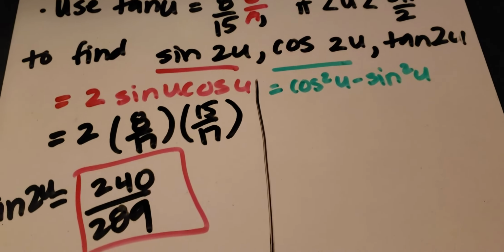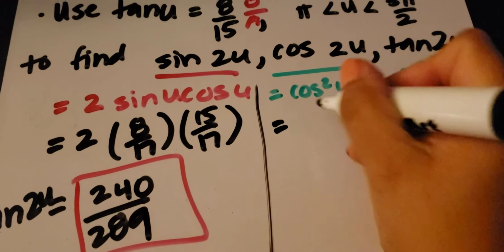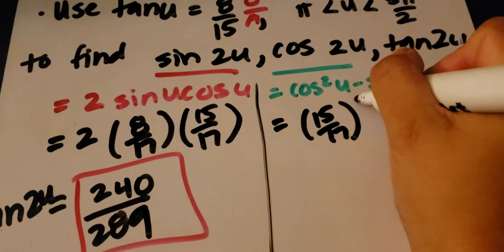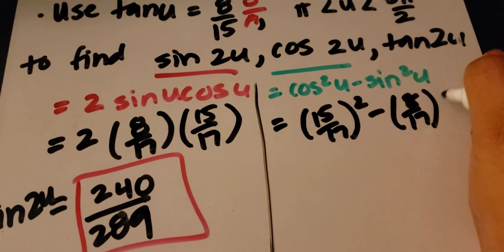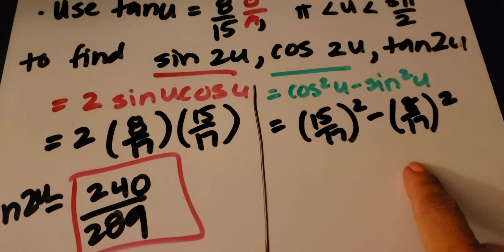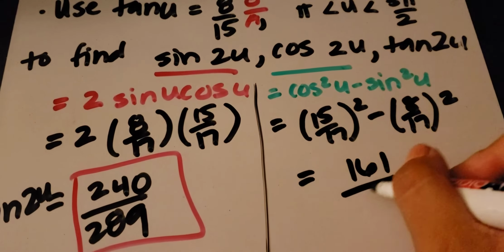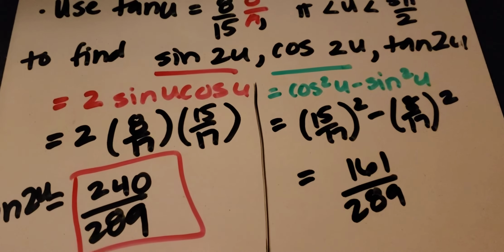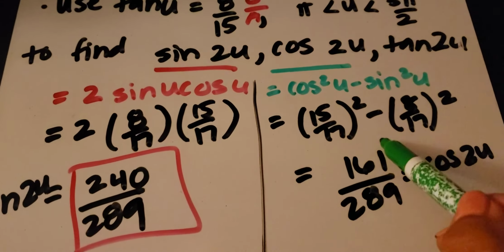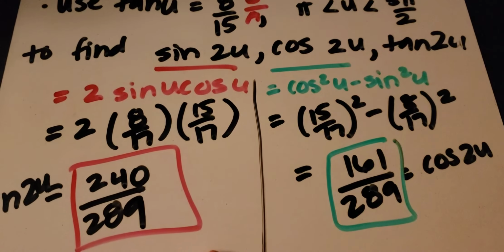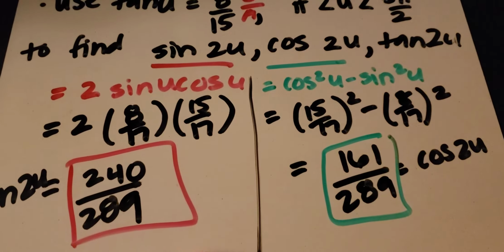Okay, so now I'm going to replace my values. Remember, we already know what cosine of u is, which is 15 over 17. Now we're just going to square it. We already know what sine of u is, which is 8 over 17. But again, now we're going to square it. And again, you could just use the calculator to evaluate that. And you should end up with 161 over 289. Okay. And again, this is cosine of 2u. So the only one that we're missing now is tangent of 2u. Okay. So I'm going to use another whiteboard to do that.